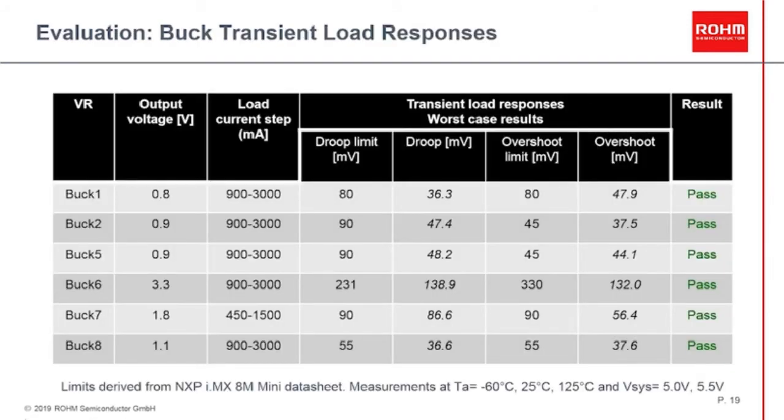Okay, another quality benchmark for buck regulators is the transient load response. In this sheet, you can find the test results for droops and overshoots for significant load steps which can occur when peak processing performance is requested. All buck regulators have enough headroom for droops and overshoots in the full temperature range between minus 60 and plus 125 degrees C. As an example, Buck 2 with its 0.9 volt output, the droop is just approximately 50% and the overshoot there is around 70% headroom.